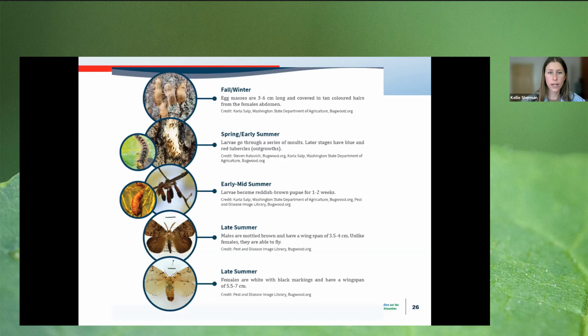Early to midsummer, the larvae become reddish brown for 1 to 2 weeks. And late summer, we start to see the males are mottled brown and have a wingspan. And again, I have to make sure, yeah, it is a moth species, not a jumper. So when they actually do become moths, they're pretty distinctive. The females are white with black markings. They actually are kind of pretty as a moth, to be honest, but they are pretty distinctive when you do see them flying around and have that pale color of the females.